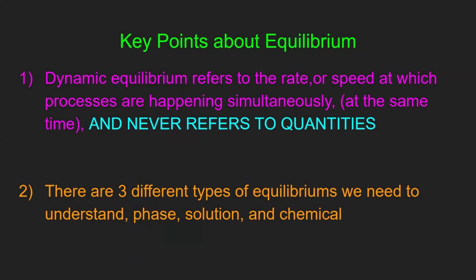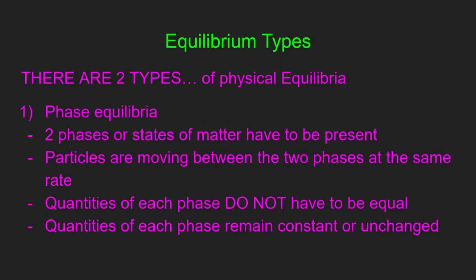Now, there are three different types of equilibrium that you guys are responsible for. Two of them are physical equilibria, that's phase equilibria and solution equilibria. And the third kind is a chemical equilibrium. For the chemical equilibria, we have a whole slideshow we're going to designate just for that. This slideshow is really about making sure that before you move forward, you review this idea of physical equilibria, which is from first quarter, and make sure you really understand it.